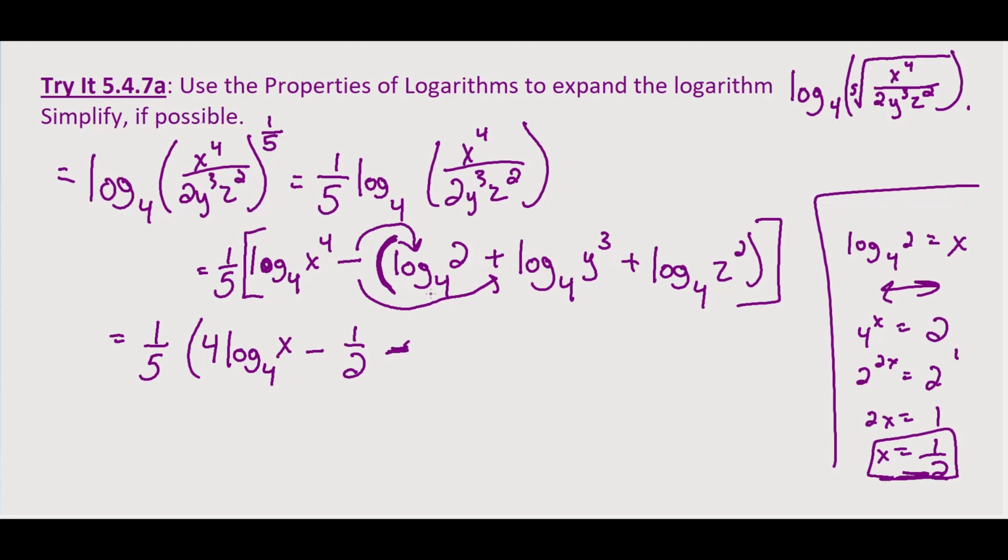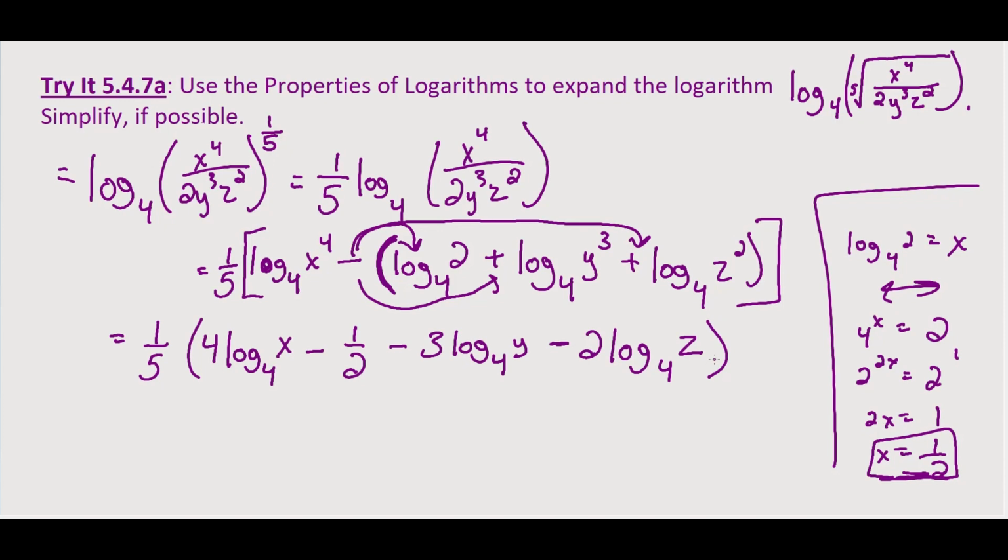Let's bring the 3 up front using the power rule. So minus 3 log base 4 of y, distribute that negative, minus, let's bring the 2 up front using the power property. So 2 log base 4 of z. Don't forget to end the parentheses because we're still multiplying everything by 1/5.